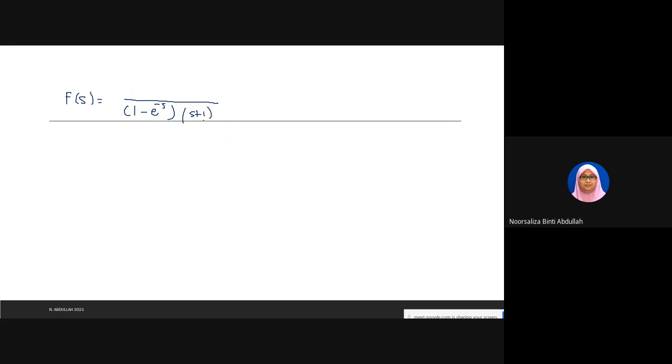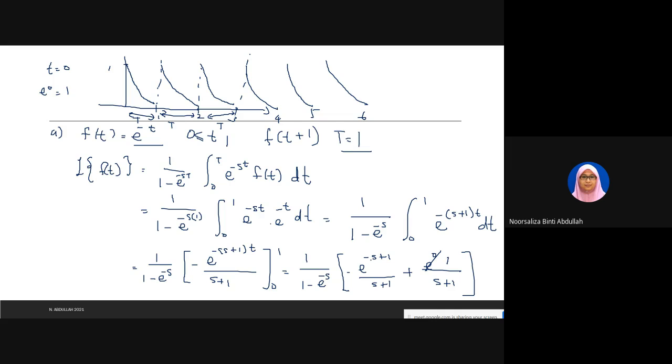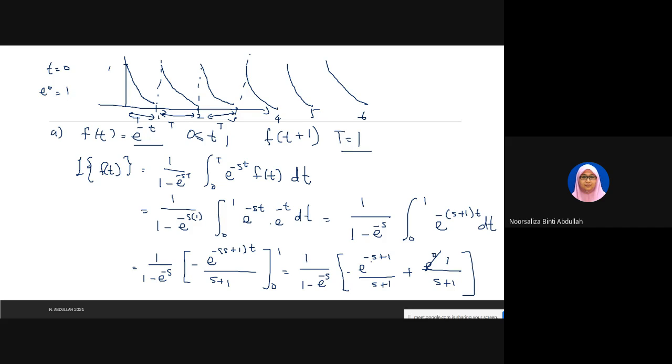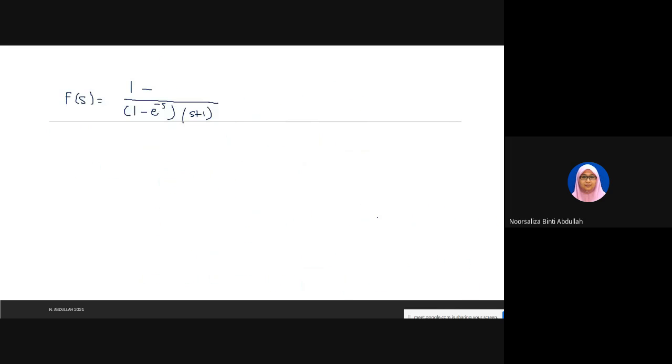s plus 1. Okay, atasnya kita ada 1, 1 minus exponent minus s plus 1. Kurungan. So exponent minus s plus 1.